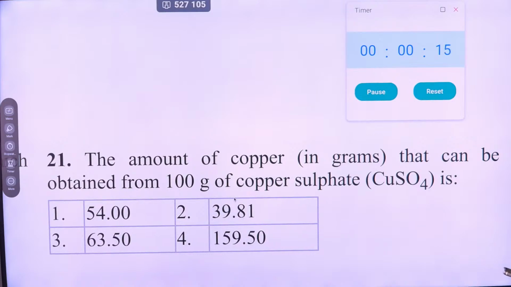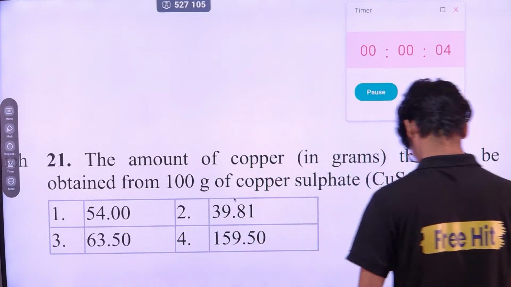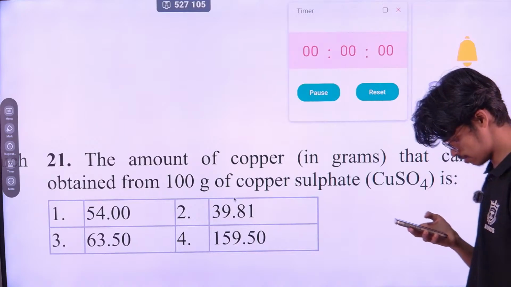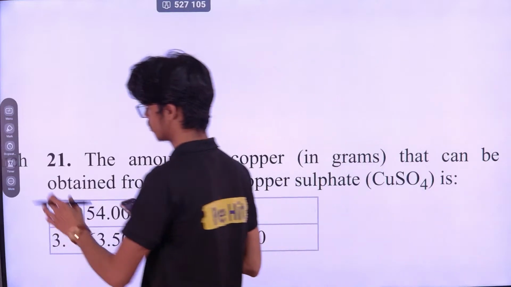So it is asking 15, 14, 63.5. Okay, let's see who has given right answers. Okay, anybody else? Unnati, Priya, Aishu, Kanishka, anybody else? Time's up, guys. Okay.